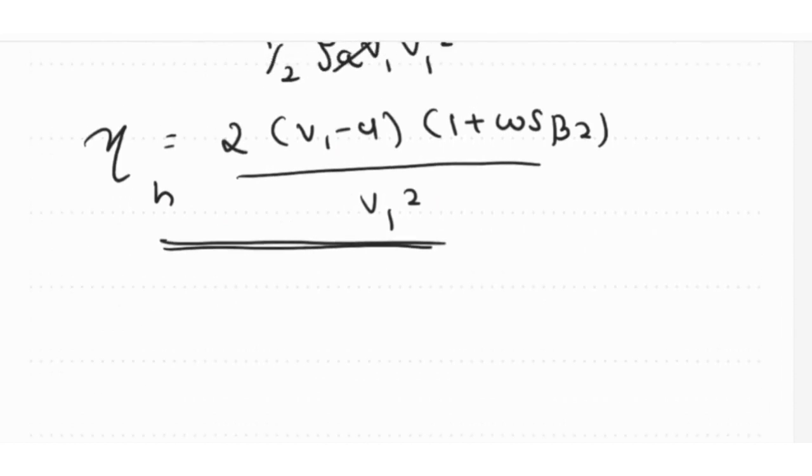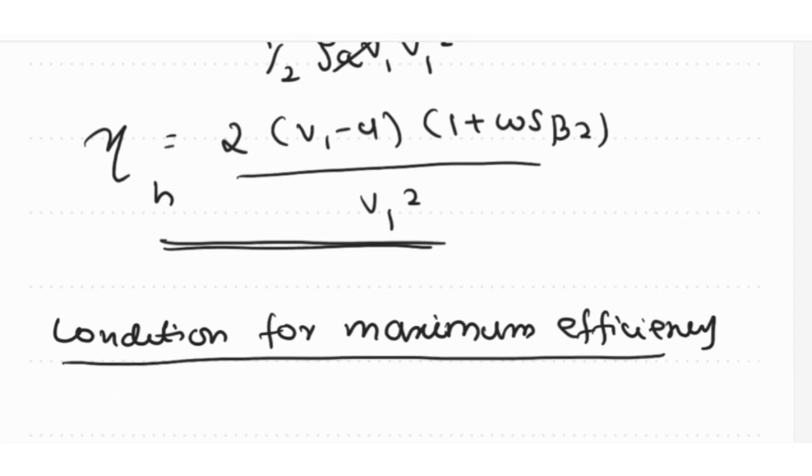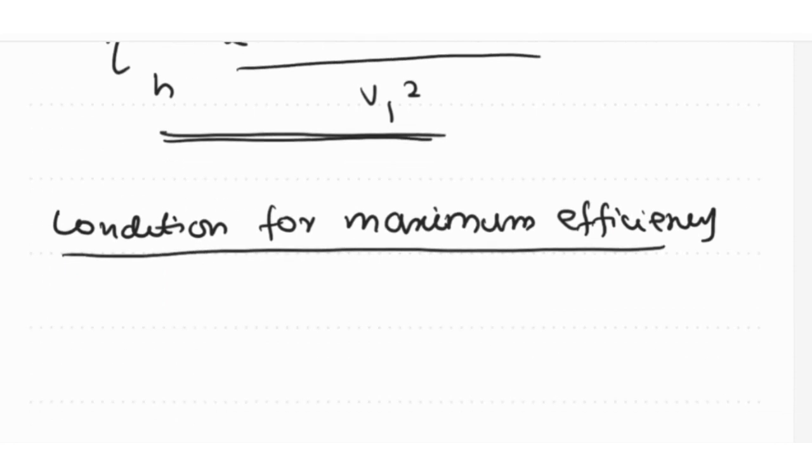Now we'll go with the condition for maximum efficiency. We know that the condition for maximum efficiency, with respect to the velocity, should be minimum, that is equal to 0. So we will differentiate efficiency with respect to u. That should be equal to minimum, equal to 0.